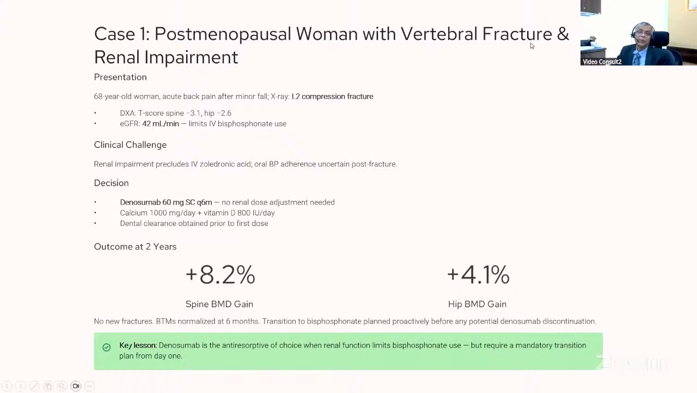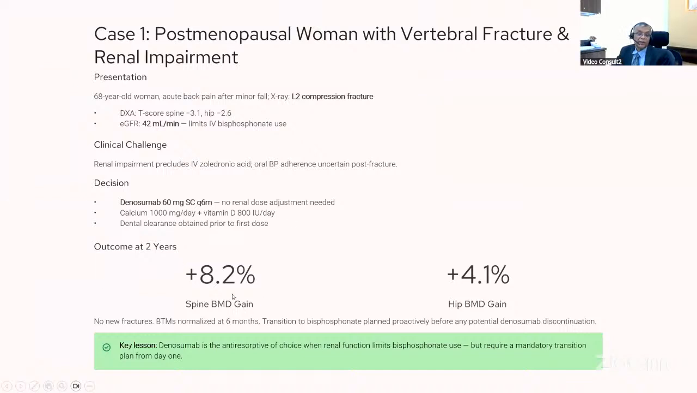You have a postmenopausal woman with vertebral fracture and renal impairment, a 68-year-old with an L2 compression fracture with DEXA spine at minus 3.1 and the hip minus 2.5. GFR is 42, mild renal failure. So renal impairment precludes IV zoledronic acid, and oral bisphosphonate adherence is uncertain after fracture. Decision is denosumab, no renal adjustment is required. Calcium 1000 milligram plus vitamin D. Dental clearance applied prior to the first dose.